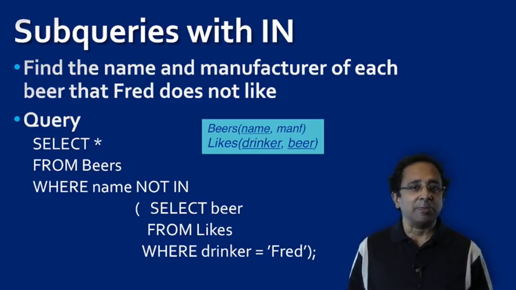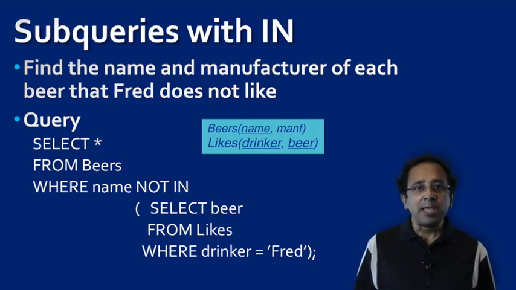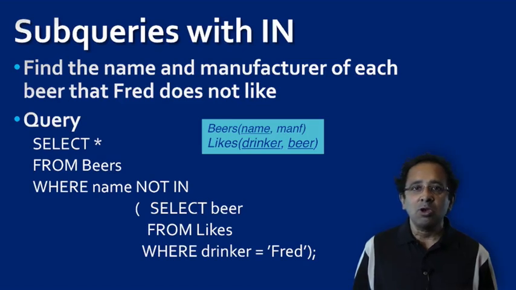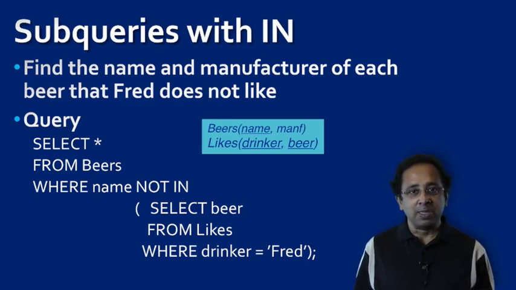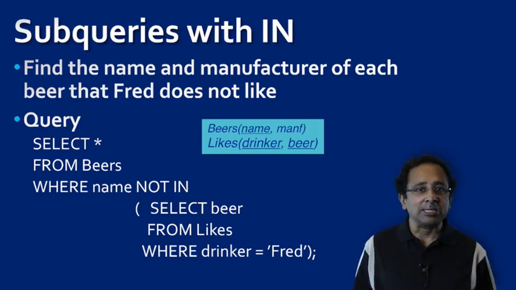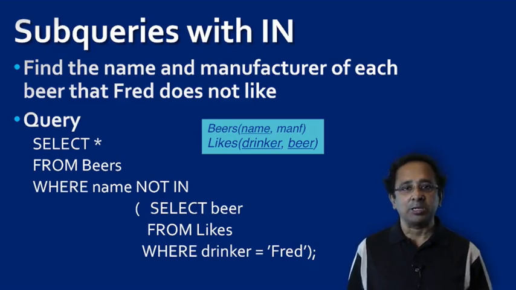Let's look at another example of a subquery. In this example, we want to find the name and manufacturer of each beer that Fred didn't like. So how do we know what Fred didn't like? We do, however, know the set of beers that Fred likes, because they are listed in the Likes relation. So we need to subtract this set from the total set of beers that the company has recorded. This subtraction of sets can be performed in several ways. One of them is to use the NOT IN construct.